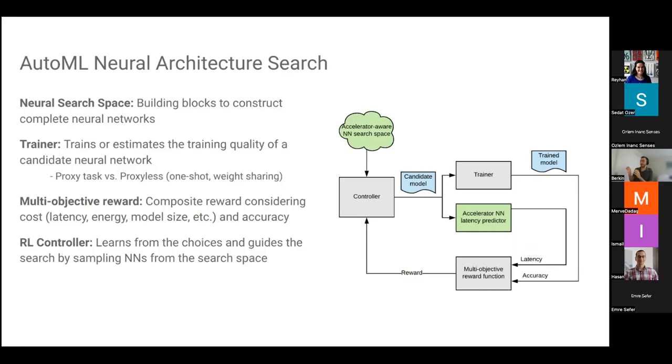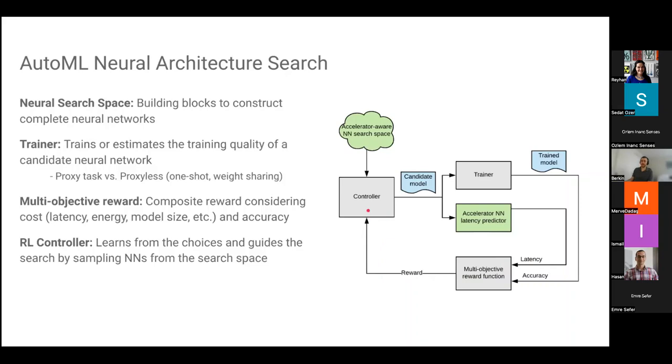And the cost here may not be latency all the time. You may actually optimize for energy. Or maybe you're limited with the memory, so you can optimize for the model size and things like that. Or it could be a combination of those. And eventually you generate a reward based on those metrics, and you feed it into this RL controller.